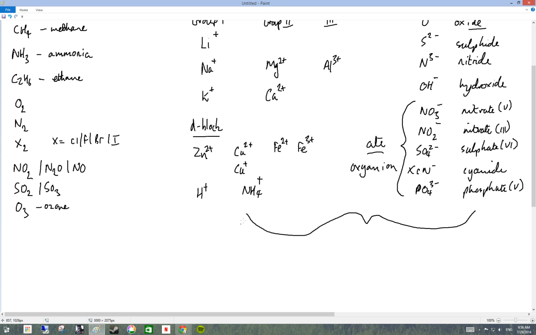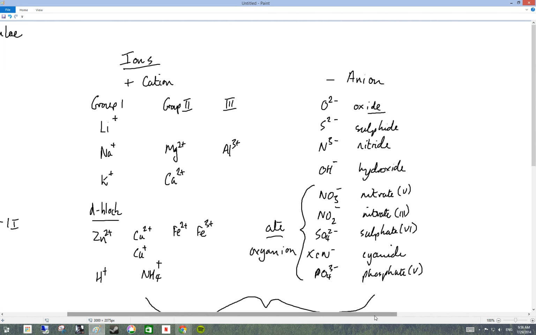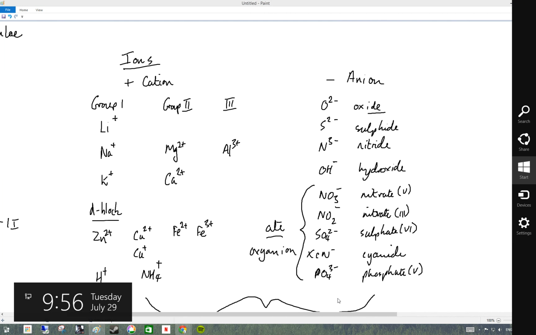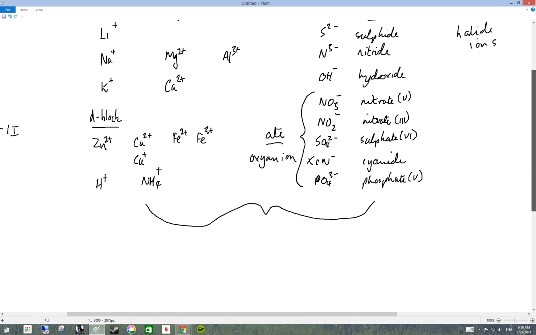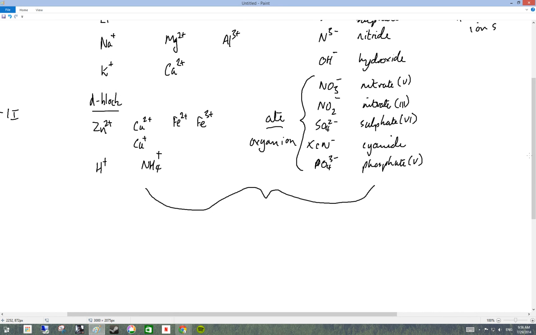Now sometimes this is fairly trivial, and I've missed the key one out here in the anion section. Let me just go over here. So things like Cl-, Br-, F-, I-. Okay, these are halide ions. So for example, that's a chloride ion. Okay, there are other halogen containing ions that you'll meet later on, things like chlorate ions and stuff like that, but we won't worry about them at the moment.